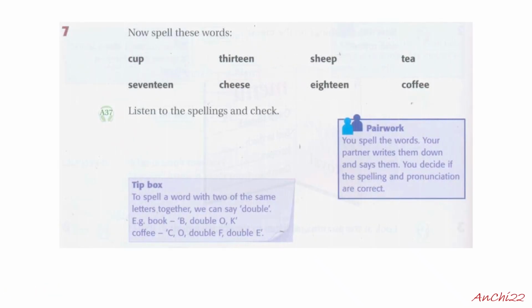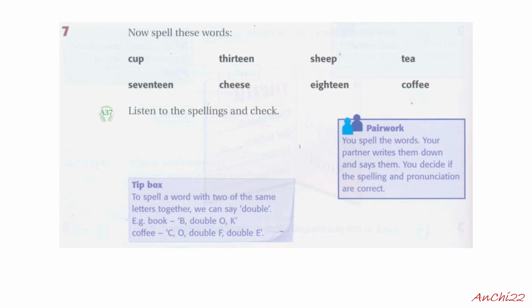7. Cup. C, U, P. 13. T, H, I, R, T, double E, N. Sheep. S, H, double E, P. T, T, E, A.